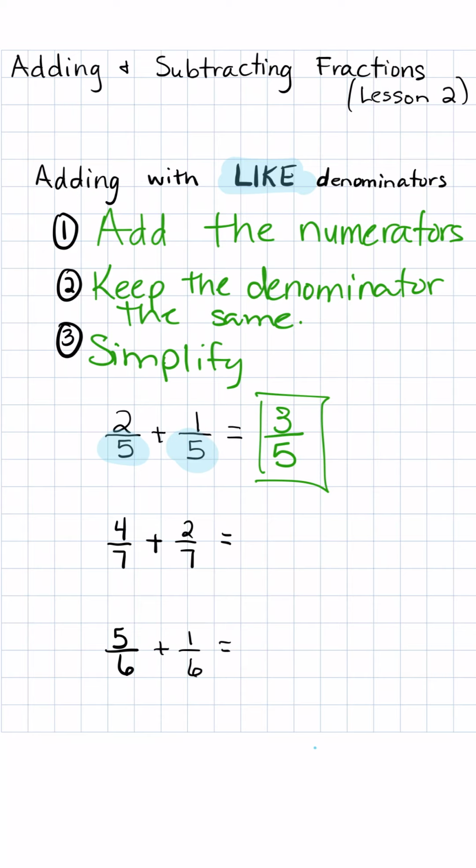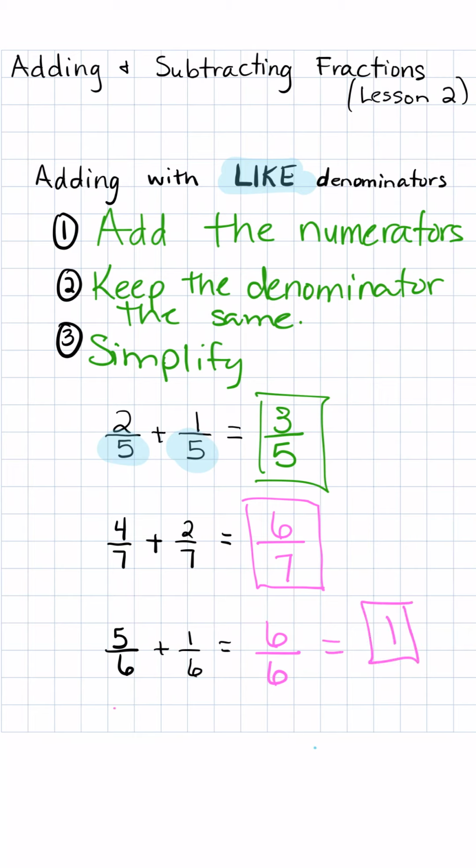This second one, add the numerators. 4 plus 2 is 6 over 7. Cannot be reduced. We kept the same denominator, which was 7. Can't simplify, so there we go. This next one, 5 plus 1, adding the numerators. Keep the denominators the same. And then simplify. 6 divided by 6 equals 1.